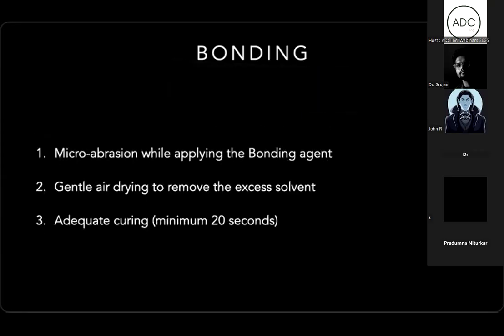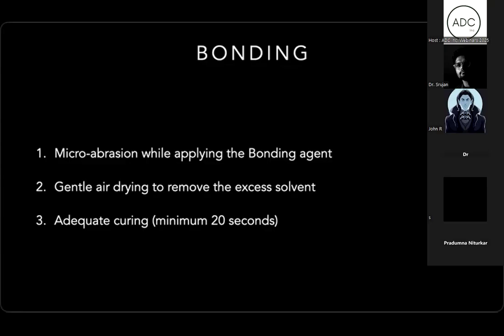Now, microabrasion, something which a lot of us never knew about. Microabrasion or agitation, you have to do that while applying the bonding agent. That is going to activate your bonding agent. You're just going to abrade or agitate the microbrush against the tooth surface with your bonding agent on it. That's it, for 10 or 15 seconds. Then you're going to gently air dry to remove the excess solvent.